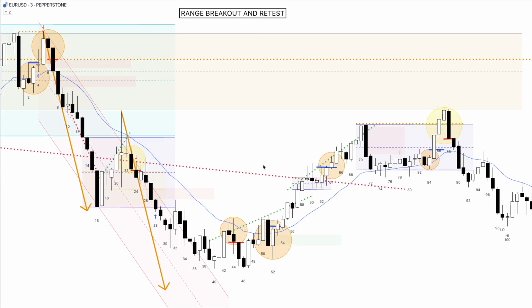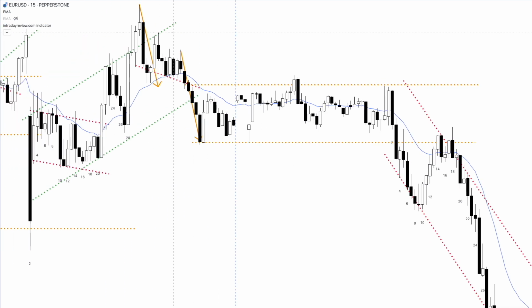Hello, this is the price action for yesterday, the EURUSD 3-minute chart. We had a range and a breakout and a retest of that range. Let's go up to the 15-minute chart to see how this formed.